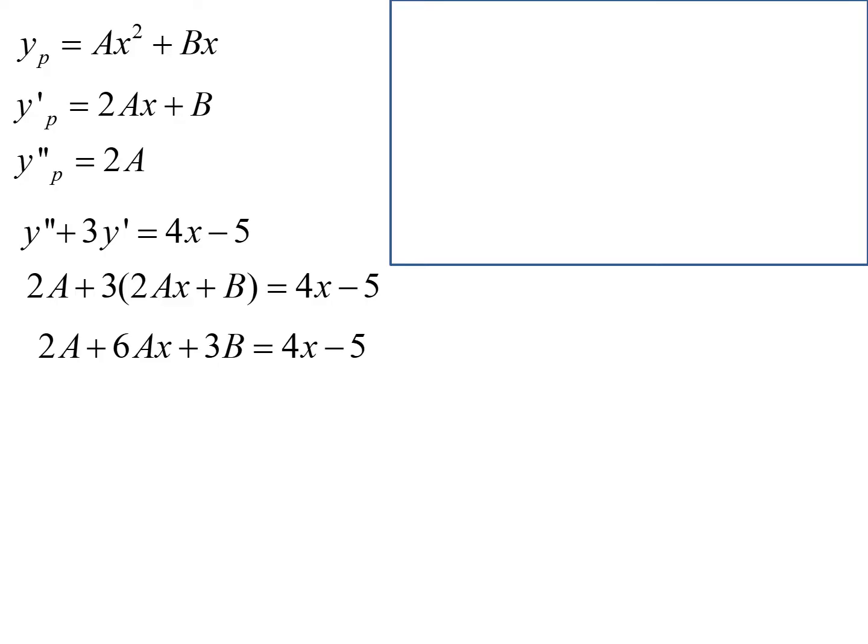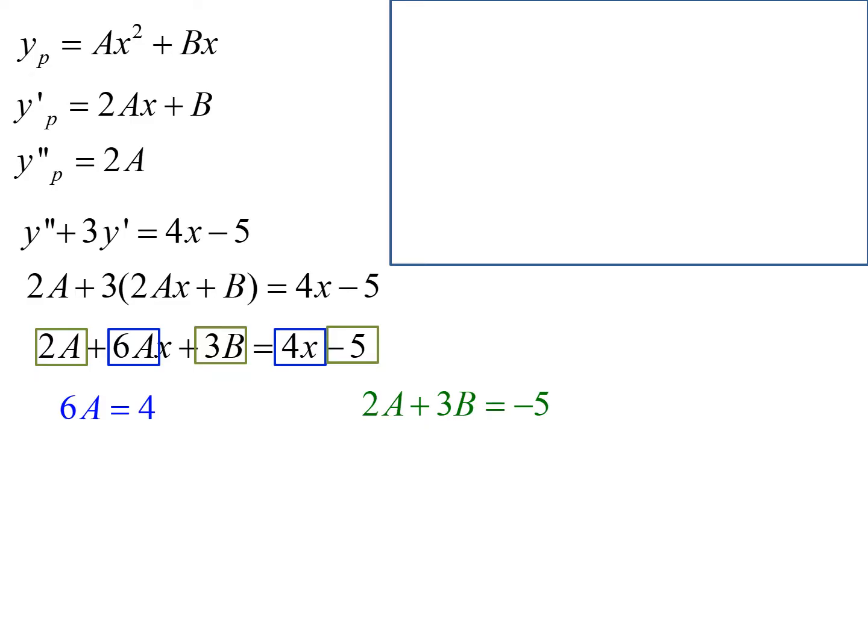And then we equate our coefficients. So if we look at our x coefficients, on the left-hand side we have 6a, and on the right-hand side we have 4, so 6a has to equal 4. If we look at our constant coefficients, on the left we have 2a plus 3b, and on the right we have negative 5, so that gives us 2a plus 3b equals negative 5. So we can solve this system of equations to figure out what a and b are. If 6a equals 4, we can divide both sides by 6 to get a equals 2/3.